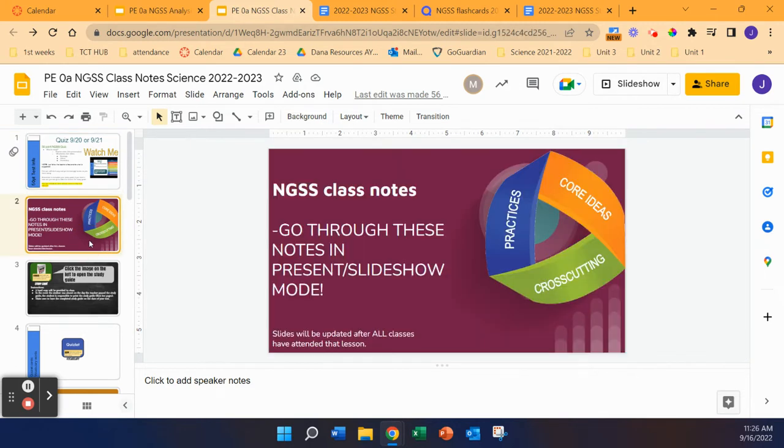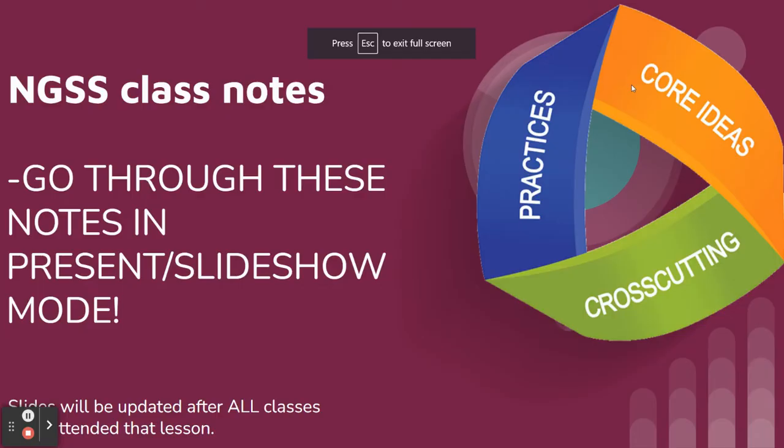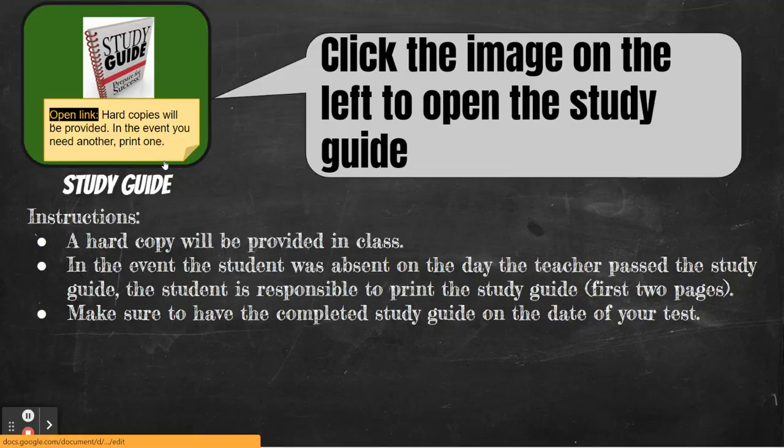guides work. So they'll always have a title slide, in this case, the NGSS, and it says go through these and present slideshow mode. What that means is move your mouse to the top right, click on slideshow. And the reason being is because essentially the students are going to go through this slideshow from the beginning to the end in present mode because it has several animations. So I'm gonna go through the next slide. To go to the next slide, press spacebar, right arrow, enter, or click.